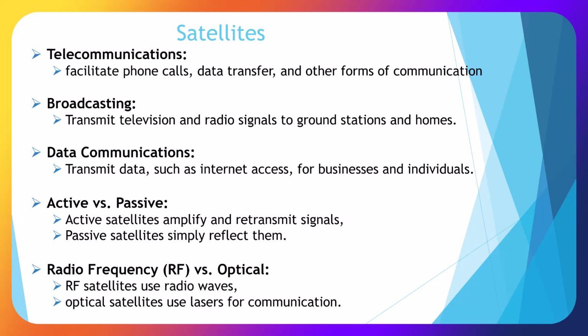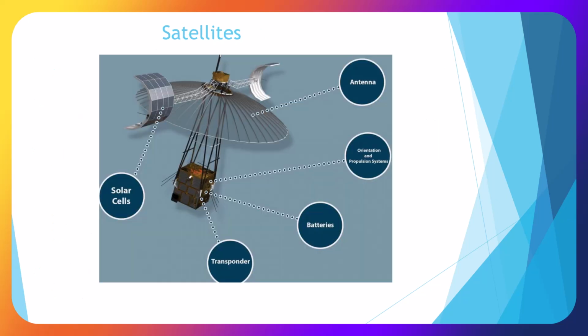So, active versus passive. Active satellites amplify and retransmit the signals. Passive satellites simply reflect them. Radio frequency, RF, versus optical. RF satellites use radio waves, and optical satellites use lasers for communication. And here's a picture of a satellite and its basic systems. So it has an antenna, orientation and propulsion system, batteries, a transponder, and solar cells for powering.